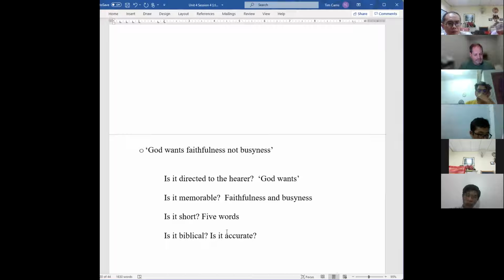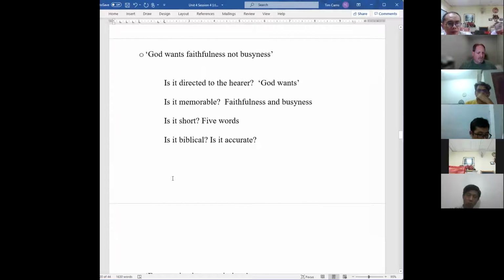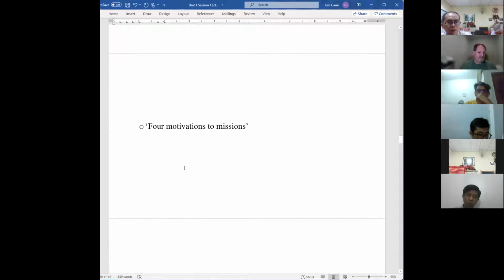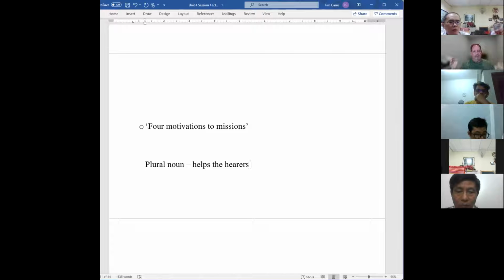All right. Okay, let me just give you guys one more example. Four motivations to missions. And I already actually mentioned this one earlier. But here again, we have a plural noun, right? Four motivations. So that helps the hearers to know that you're going to be looking at four points. And also there's an alliteration here again to make it memorable. We have motivations and missions. Okay, so four motivations to missions.